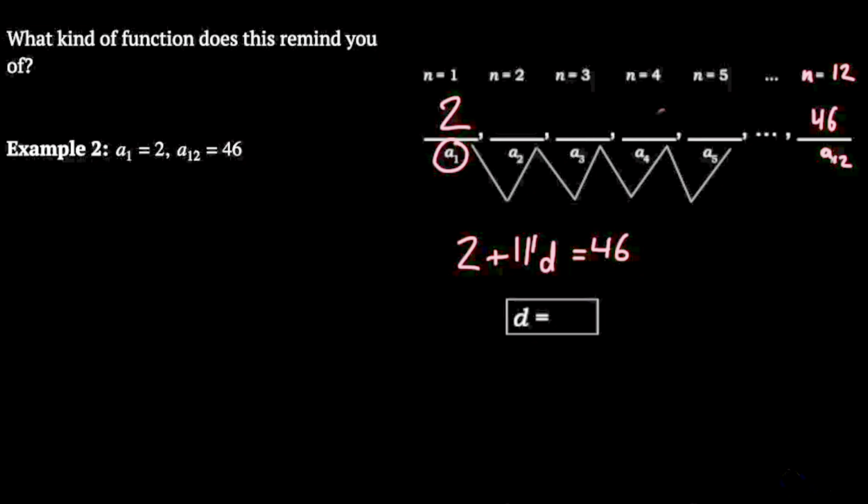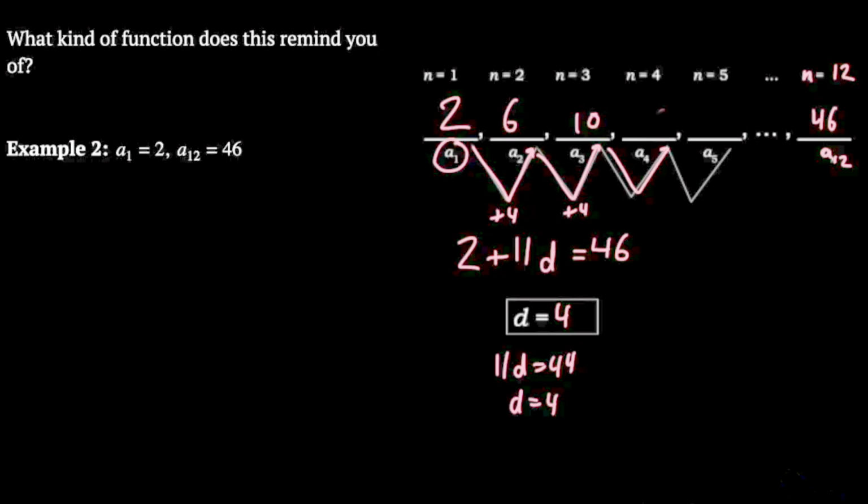So now I can totally do this because I just have to solve this for d, so I'll just subtract 2 from both sides and I get 11d equals 44, and then after dividing, you'd see d equals 4. So let's add 4 to get the next term. 2 plus 4 would be 6. If I add 4 again, that would give me 10. If I just keep adding 4, this would get me to 14, and then 18, and then if you just kept adding 4, eventually you'd get to 46.